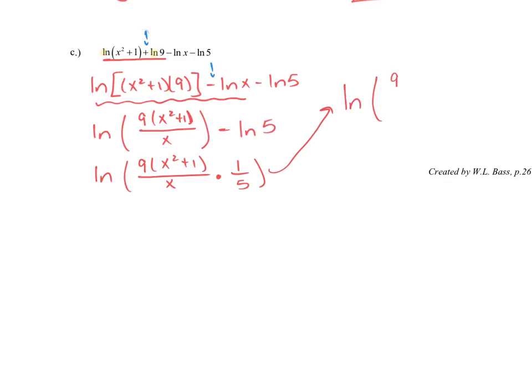The numerator is 9 times x squared plus 1. If you wanted to distribute that, you could, but it's not necessary. And the denominator will have the 5x. That is our final condensed.